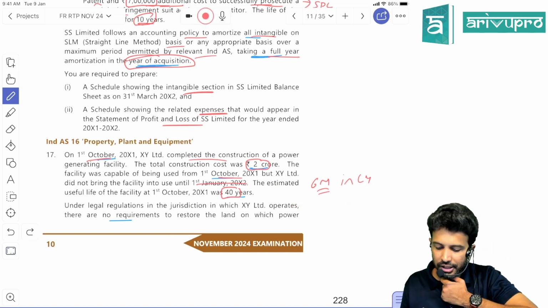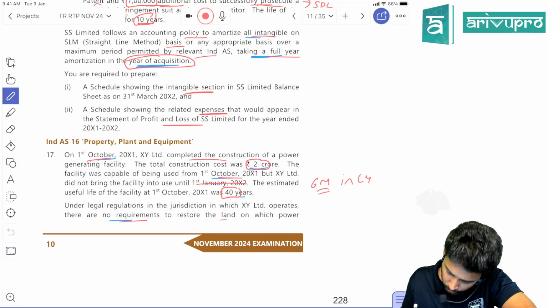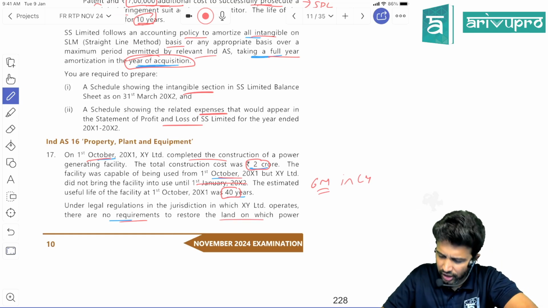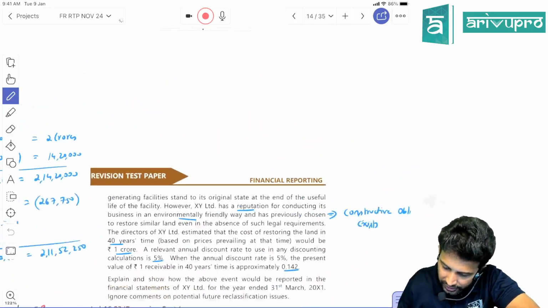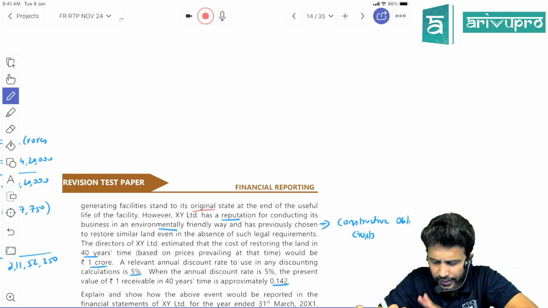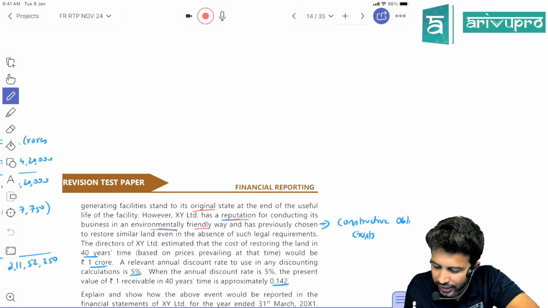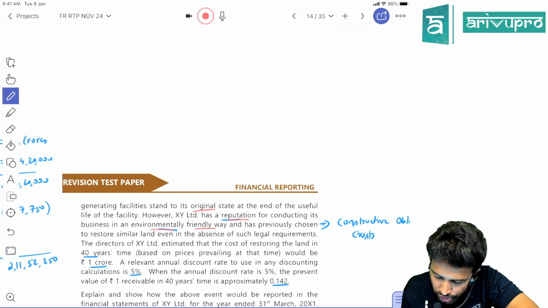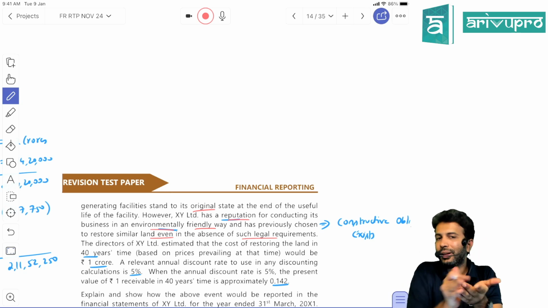Under legal regulation in the jurisdiction in which XY Limited, the company operates, there is no requirement to restore the land. There is no DSR cost on which the power generating facility stands to its original state. As per the law, we don't have to restore the land. Okay. However, the company has a reputation for conducting the business in an environmentally friendly way and has previously chosen to restore similar land even in the absence of legal requirement. Okay. So legal obligation is not there over here.